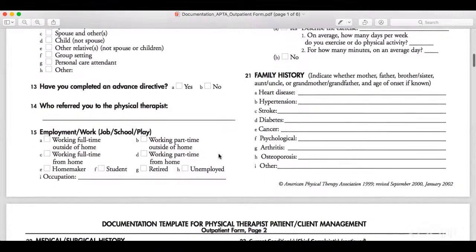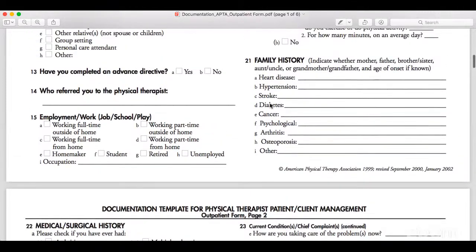Then you go to family history. You ask the patient whether they have had heart disease, hepatitis, in their primary family: mother, father, brother, sister, aunt, uncle, or grandparents. If they have had any of these, and then you leave an open-ended question: is there any other condition in your family? So what is this?